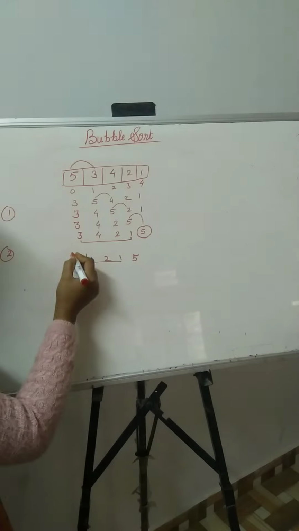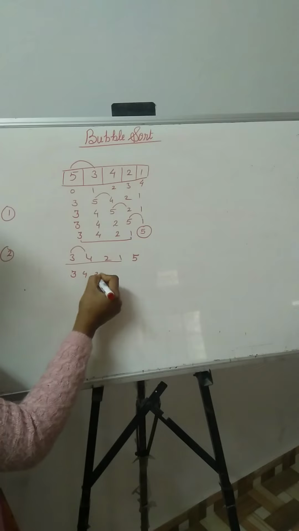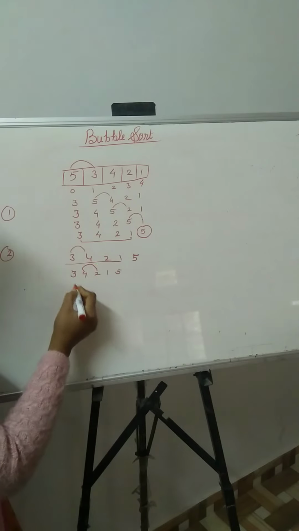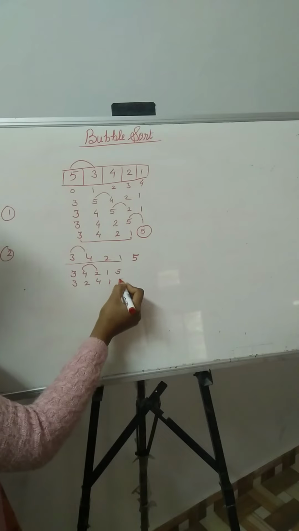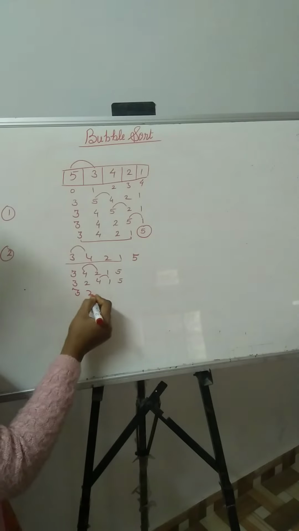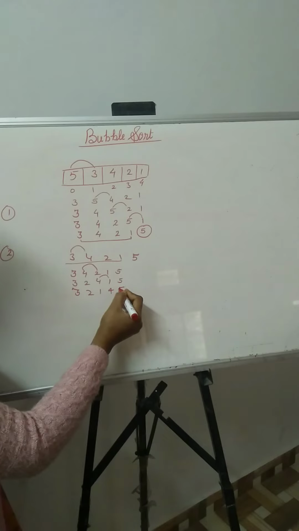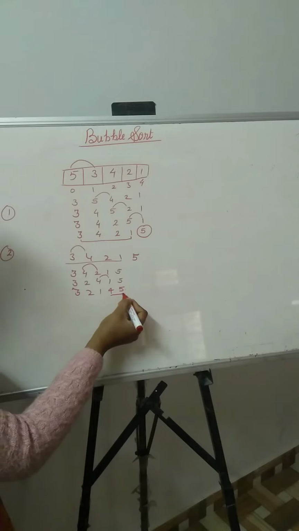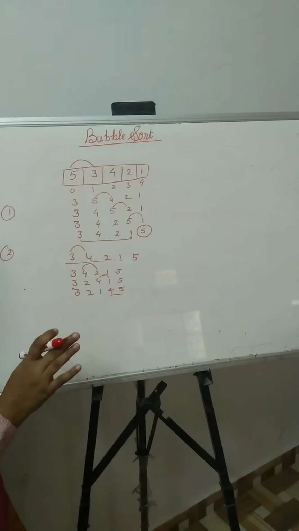Compare these numbers. 3 compared with 4: these are in proper order, so no interchange. Again 4 compared with 2: 2 is less than 4, so 2 is here and 4 is here. Next 4 compared with 1: 1 is here and 4 is here, they interchange. Now you see 4 is the second largest and 5 is the largest, arranged in proper order.